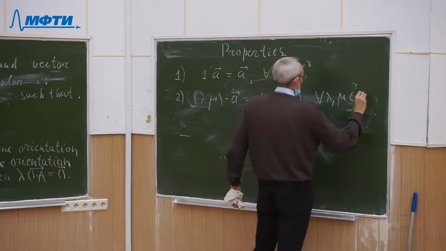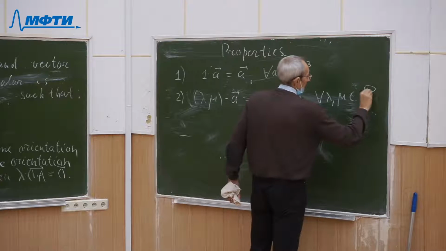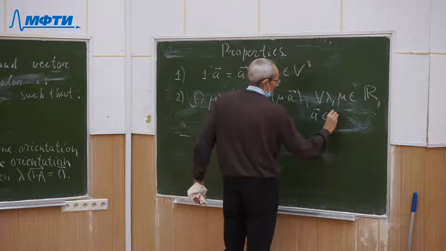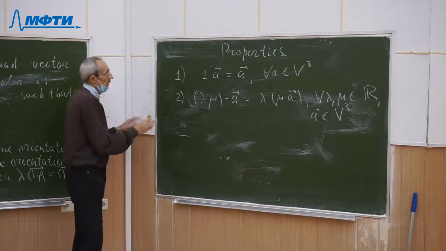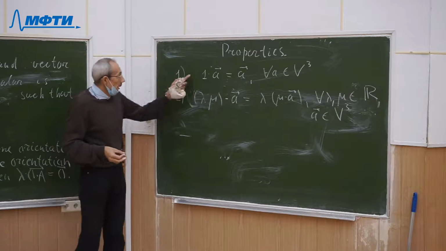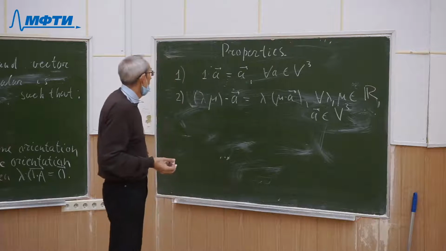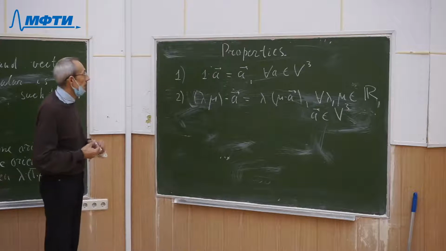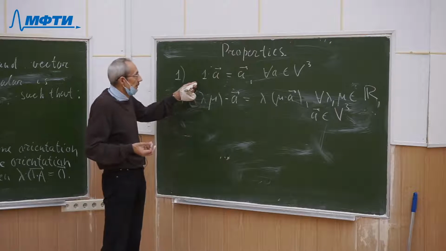For arbitrary real numbers lambda, mu and any vector A, we have the following true property. This property is very simple, the first property is evident.